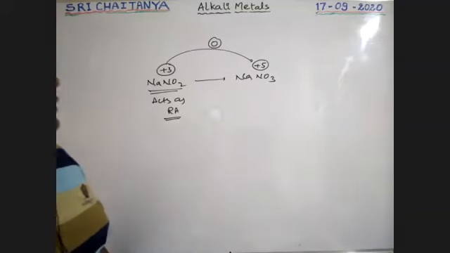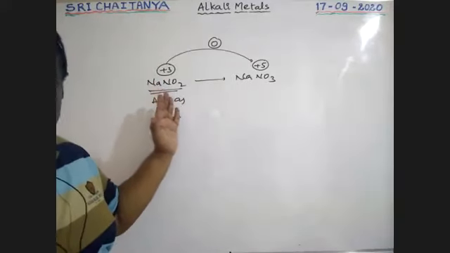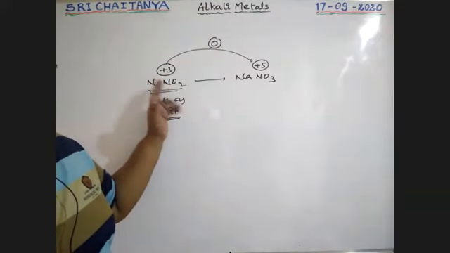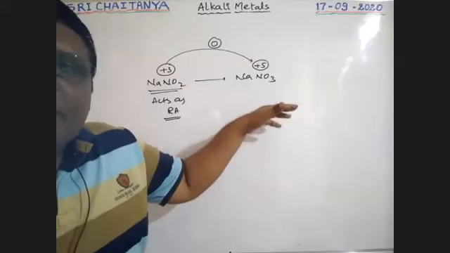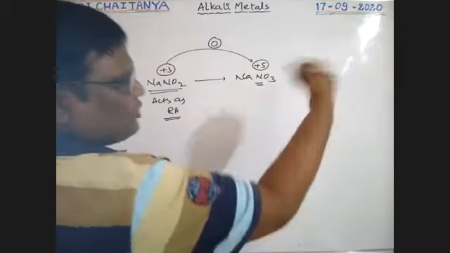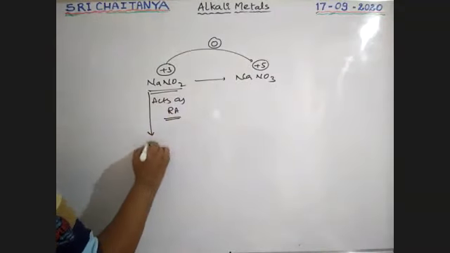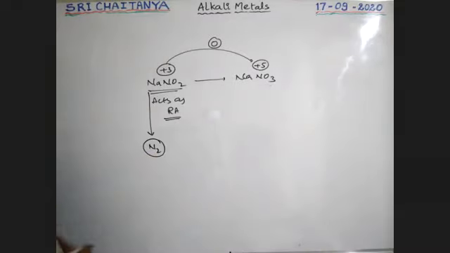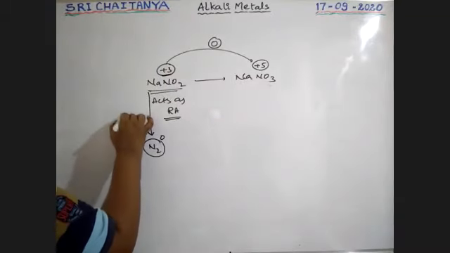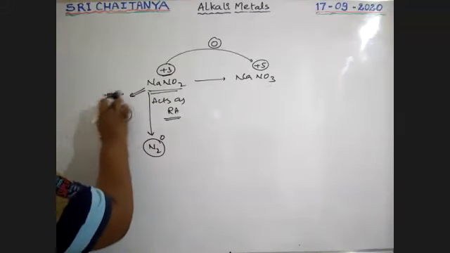If an element is in a lower oxidation state, it can be oxidized and act as reducing agent. For example, if NaNO2 is converted into N2, here nitrogen is +3 and there it is 0. So +3 to 0 is a reduction. Therefore, in this reaction it acts as oxidizing agent.